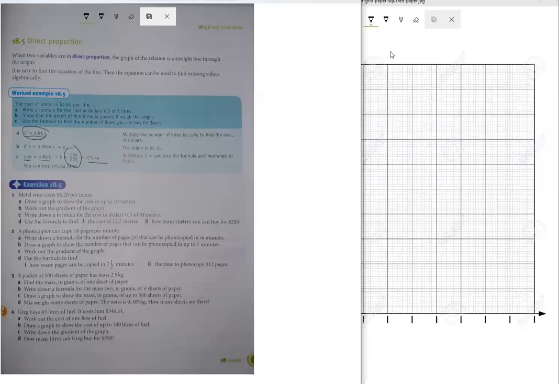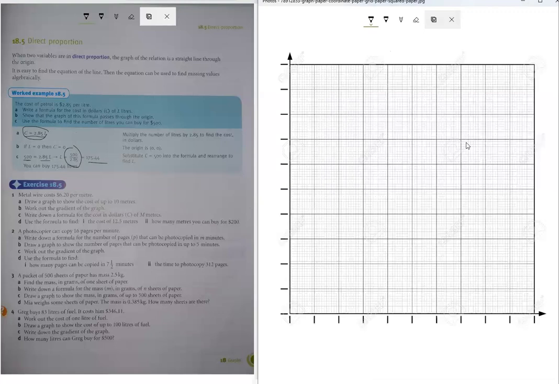Okay, let's see how I am going to draw the graph. Let's say this is the graph that we have. Okay, so firstly, you need to draw up to 10 meters. So if I use one box equal to 1, that means I need to start from 0 here. 1, 2, 3, 4, 5, 6, 7, 8, 9, 10. So the last one will be 10. So this is the 10 meters.